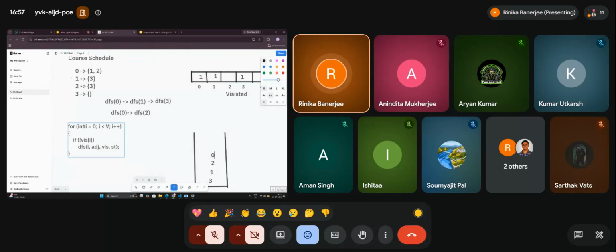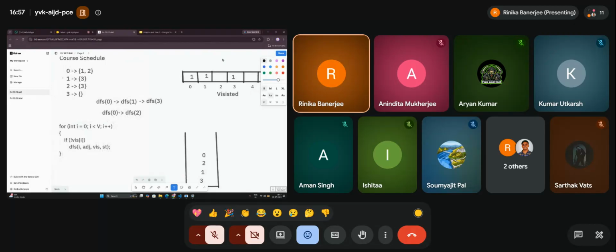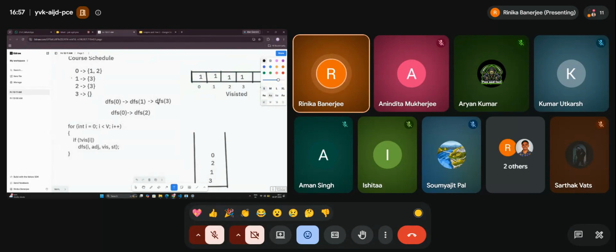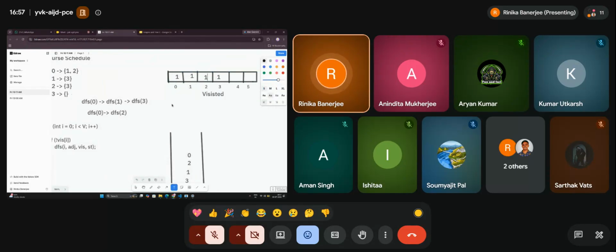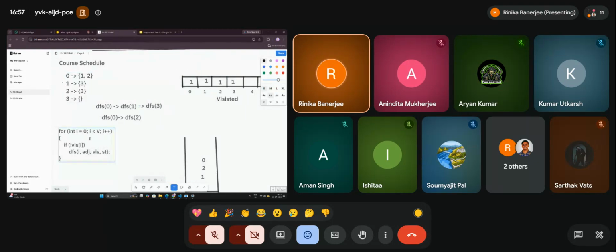Now I'll come back to the loop for i equals 0. For i equals 0, the DFS call is complete. Now for i equals 1, it's already visited. For i equals 2, I forgot to mark it visited, but we have already processed 2, so it is also visited. For i equals 3, it is also visited. Now for i equals 4, it's not visited, so I'll call DFS of 4.